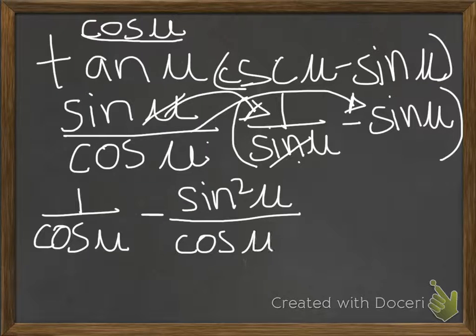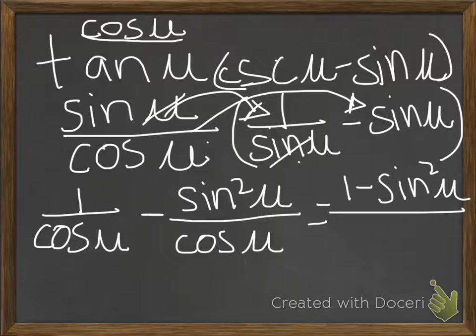So now we actually do have a fraction, and one of the steps in Miss Kim's guidelines for establishing identities was to make it one fraction with a lowest common denominator. There's already a common denominator, so you're just going to put them together. And that's going to be 1 minus sine squared u over cosine of u.